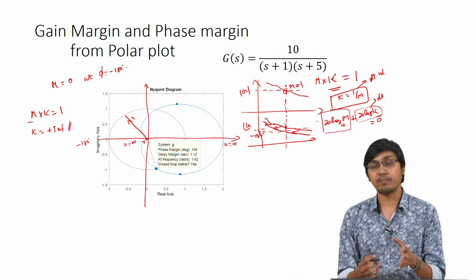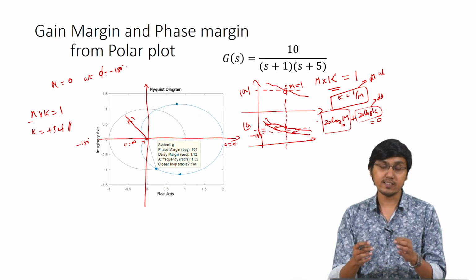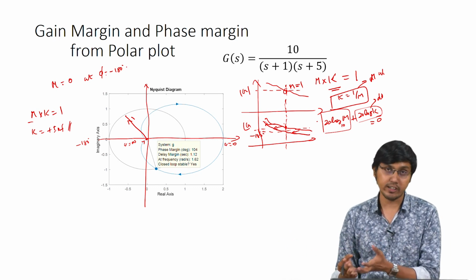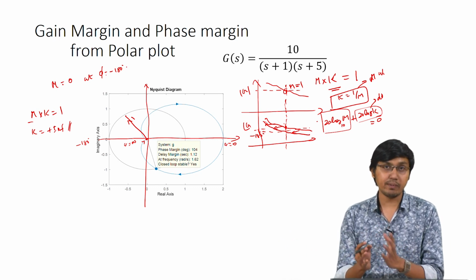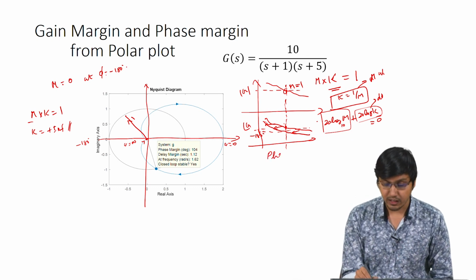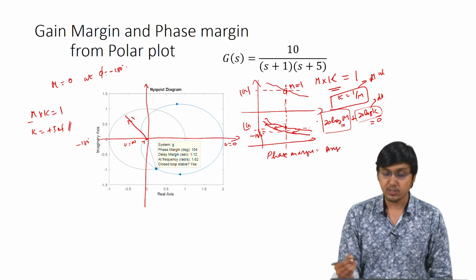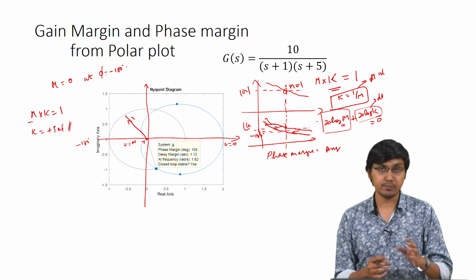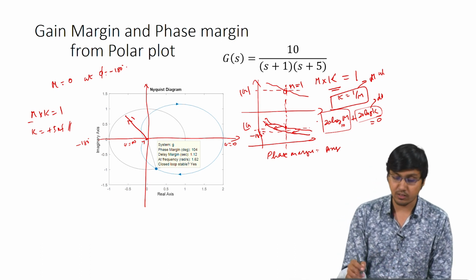So, at magnitude equal to 1, what is the angle I have to decrease, or what is the lag I have to introduce, so that my angle becomes minus 180 degree. That angle is called the phase margin, right. If you remember, phase margin is the angle that I have to add so that my final angle at the magnitude of 1 becomes minus 180 degree.